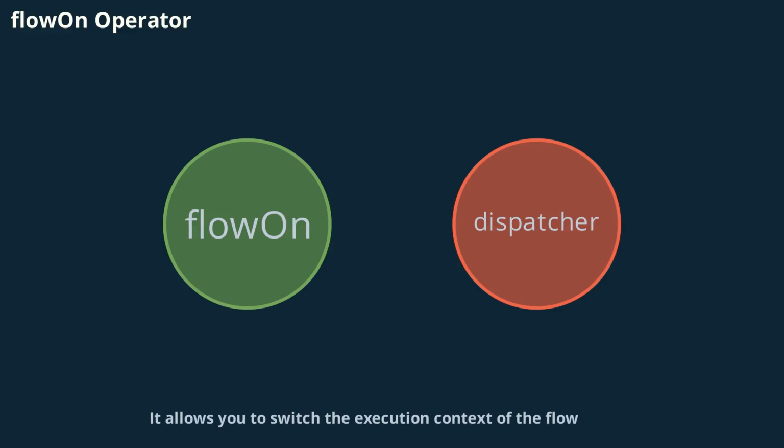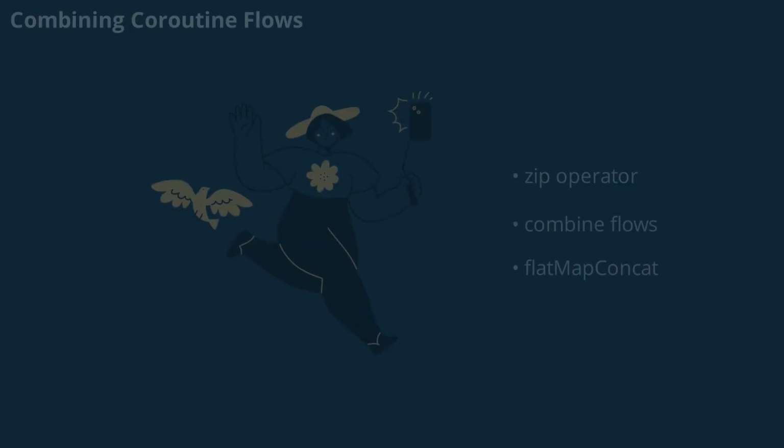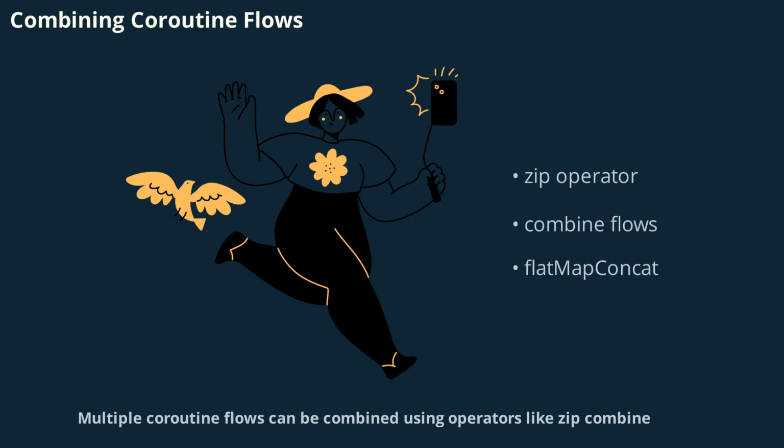The flowOn operator specifies the dispatcher on which downstream operators of a flow should run. It allows you to switch the execution context of the flow, ensuring that downstream operators execute on a specific dispatcher for optimal performance. Multiple coroutine flows can be combined using operators like zip, combine, flattenConcat, or flatMapConcat. These operators merge values emitted by multiple flows into a single flow, enabling complex data processing scenarios.